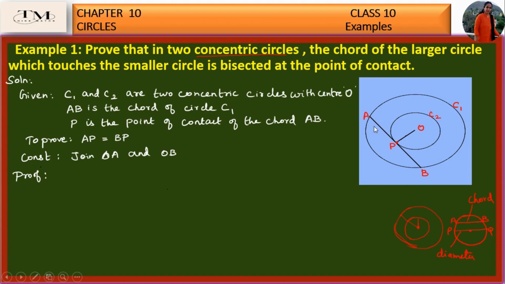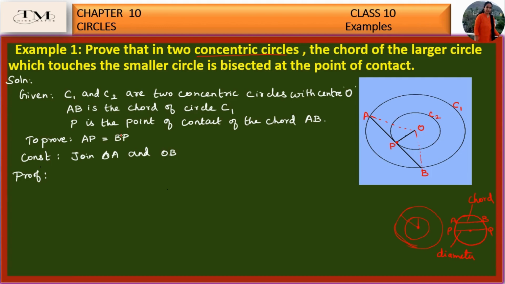What we have to prove? We have to prove this chord bisects at the point of contact. That is, AP and PB are divided into equal halves. AP will be equal to PB. That is what we have to prove. We are going to construct two lines. We are going to join OA and OB.